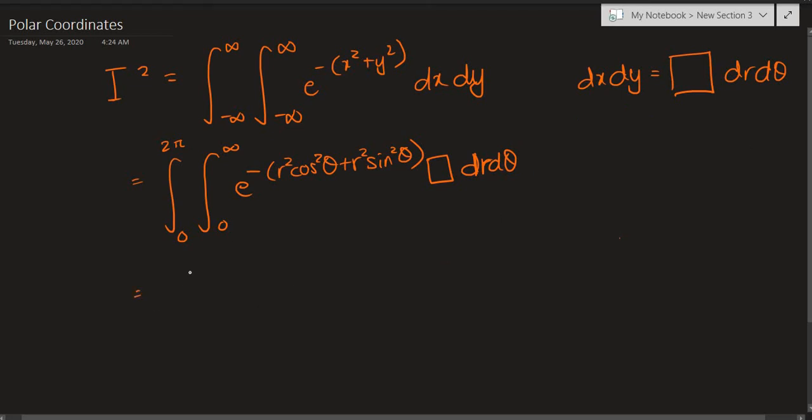So now we can simplify this. We have integral from 0 to 2 pi of integral from 0 to infinity of e raised to negative r squared cosine squared theta plus r squared sine squared theta, which is nothing but r squared, right? Because cosine squared theta plus sine squared theta is 1. So e raised to negative r squared times some factor and a dr d theta term, and we actually need to find what factor this is.